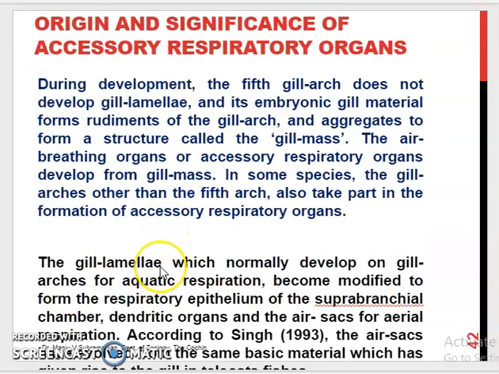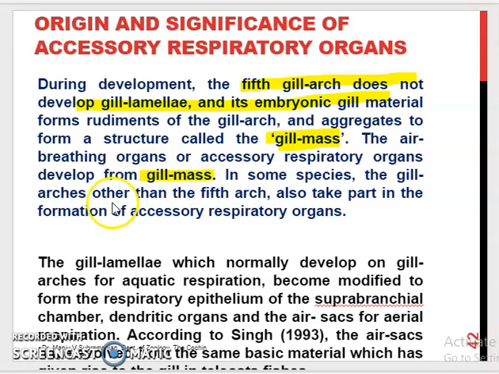About the origin and significance of accessory respiratory organs: during development the fifth gill arch does not develop. The fish lamellae and the embryonic gill material from the rudiments of the gill arches aggregate to form a structure called a gill mass. So the gills are not much developed in these fishes, whereas a gill mass is developed, and the accessory respiratory organs are developed from this gill mass.